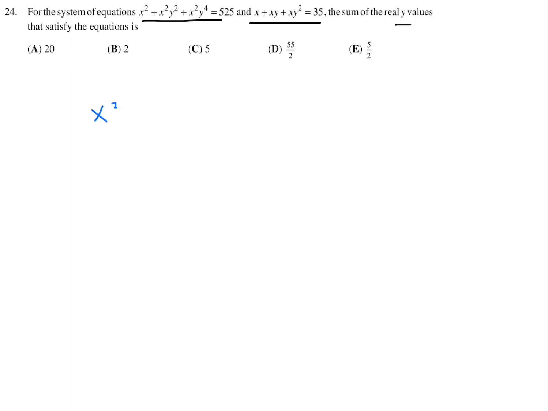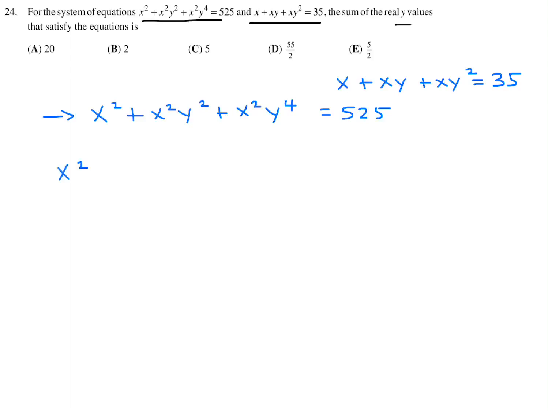So we've got x squared plus x squared y squared plus x squared y to the fourth is equal to 525. Okay? And we've also got x plus xy plus xy squared is equal to 35. All right, so let's tackle this one first. x squared plus x squared y squared plus x squared y to the fourth is equal to 525.